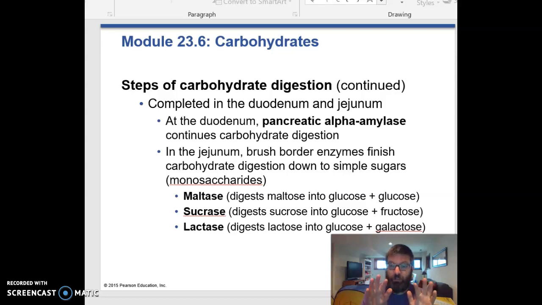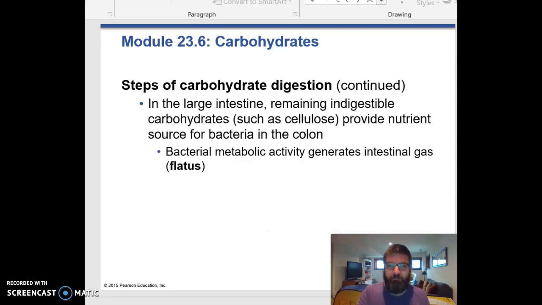And we call those microvilli the brush border. So these are called brush border enzymes, and they break your last disaccharides into monosaccharides, which are now small enough to be absorbed into your body.